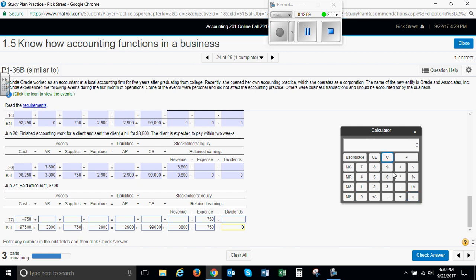Well, if I could just do this right, 98,250. I think a hand calculator works better than the one that's provided. Minus $750 equals $97,500. Okay, we're definitely doing something wrong here. We paid office rent for $700. How'd I read that as $750? You probably caught that well before I did.